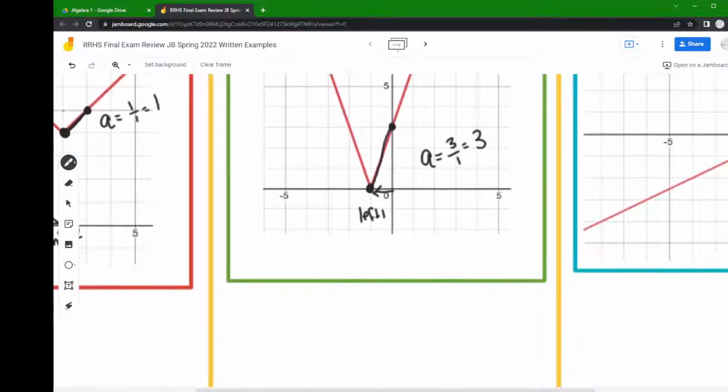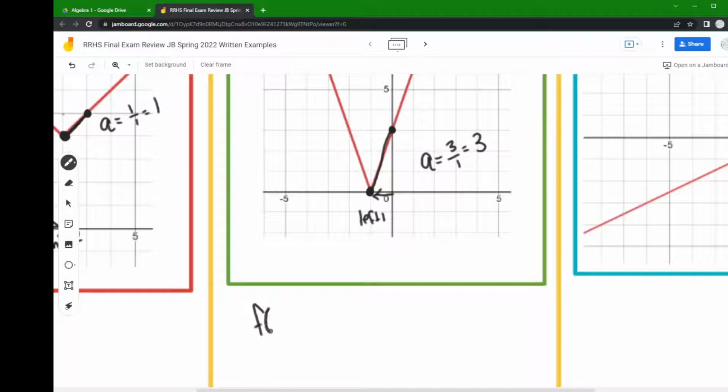So now we just pop it into our general form. So I say f of x equals my a, which is 3. And then to show left 1, that's going to be an h value. So I'm going to say x plus 1. And again, because there's no k, don't add anything there. It's good.